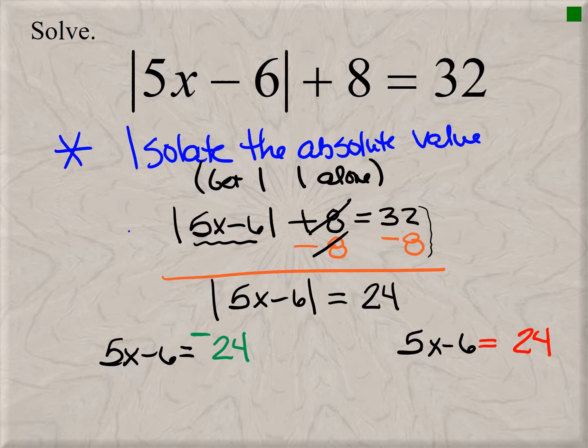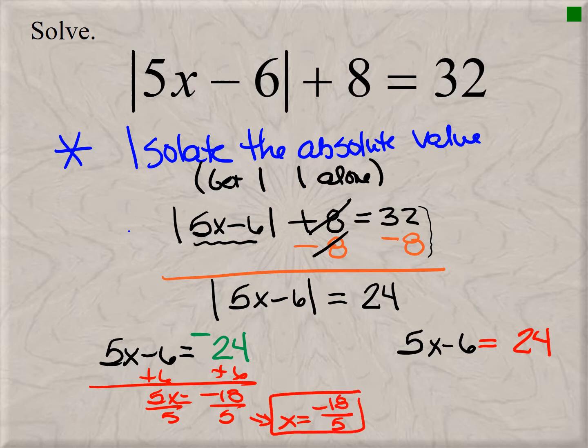Now we just solve it the regular old way. Add 6, add 6. 5x is equal to negative 18. Divide by 5. I'm out of room. So x is equal to negative 18 over 5. Over here, add 6, add 6. 5x is equal to 30. Divide by 5. x is equal to 6.